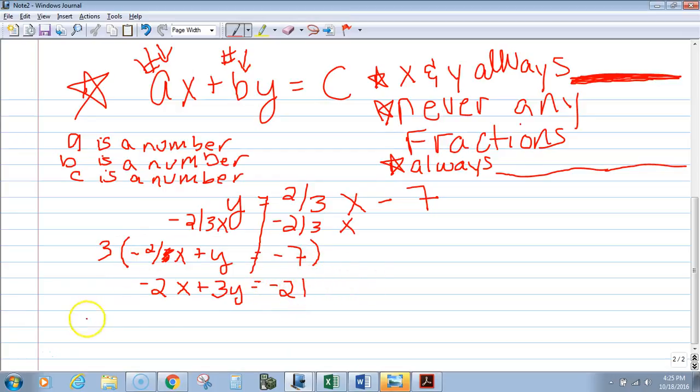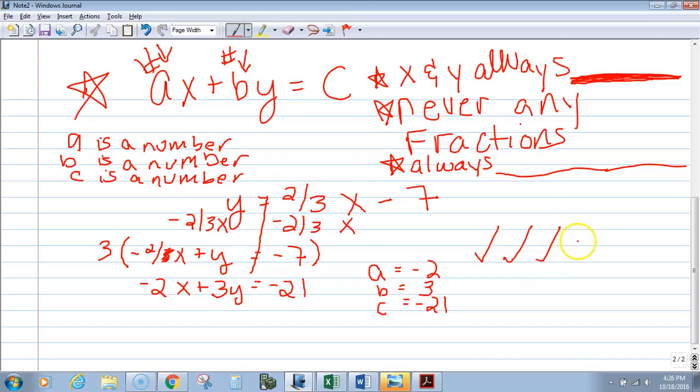But now I have standard form, where A is negative 2, which is a number, right? B is 3, and C is negative 21. Okay? So are x and y on the same side? Check. x and y are on the same side. Are there any fractions? No. Check. There shouldn't be any fractions. And what was the other thing? They should always be in alphabetical order. So I have x and then y.